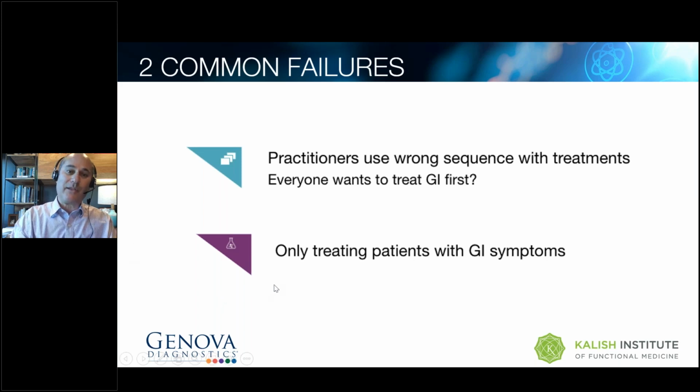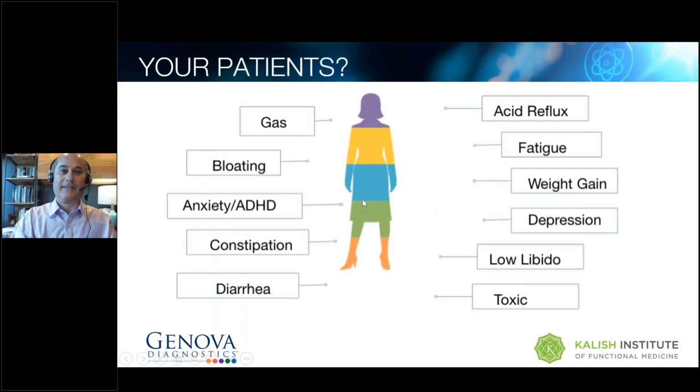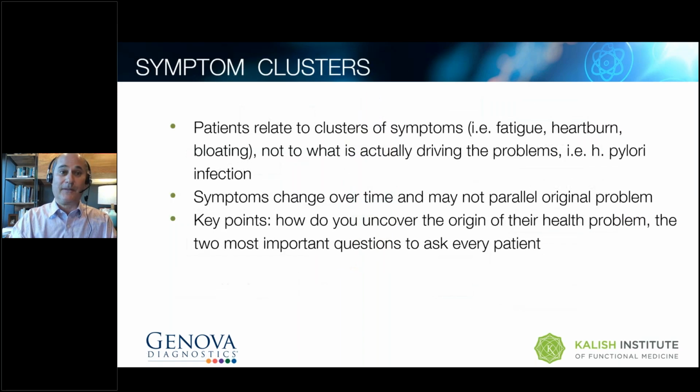And then the other common failure I already talked about a lot is only testing people with GI symptoms. That doesn't make any sense. Now, you can have gas, bloating, constipation, diarrhea, acid reflux. Those are kind of obvious reasons that you would want to test somebody. But again, even if someone has low sex drive or a neurocognitive kind of problem, you want to test all these folks.